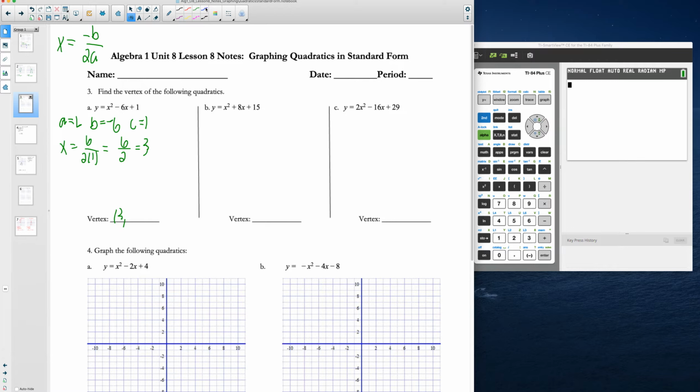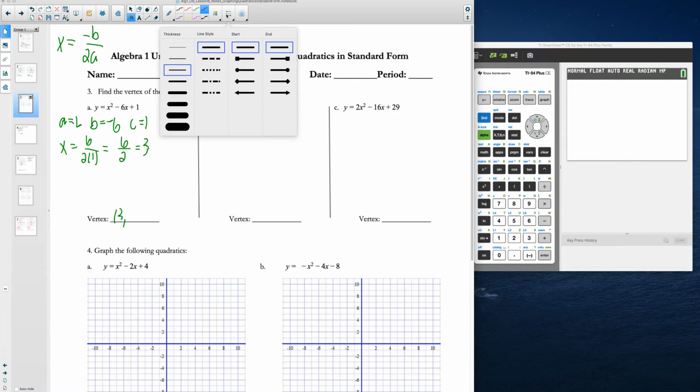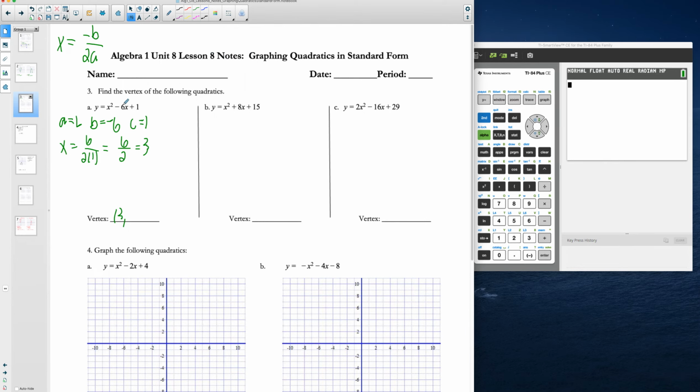All right, so the way we find the y-coordinate is we now want to take this x value and plug it back into our equation here. So wherever there's an x, we're going to plug in whatever we get out of this little formula. So now we have y equals 3 squared minus 6 times 3, and then plus 1.